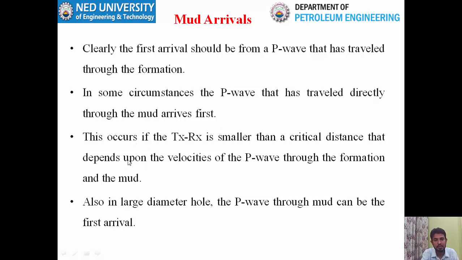There are two occasions when there is a possibility that P waves traveling through the mud reach the detectors. In one case, when the transmitter receiver spacing is smaller than a critical distance, and in another case when you have a large diameter hole size. In these two conditions, there are chances that the P wave traveling through the mud is detected at the receiver, rather than the P wave that has traveled through the formation. So when you have a lower transmitter receiver spacing, or a very large diameter hole size, the quality of the sonic tool will be affected.